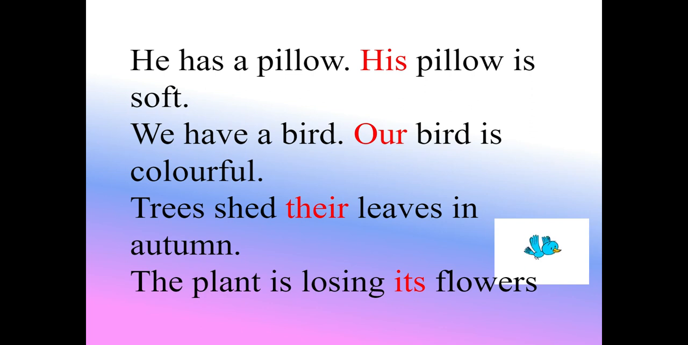He has a pillow. His pillow is soft. So we are talking about he here, which is a pronoun, and he has a pillow. His pillow, that is the possessive form, is soft. I hope that much is clear. Like he has a pillow, his pillow is brown. Some examples are there on your screen.